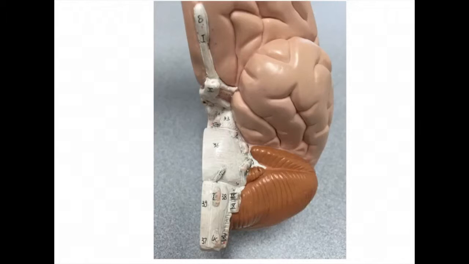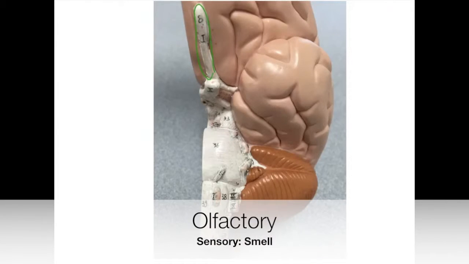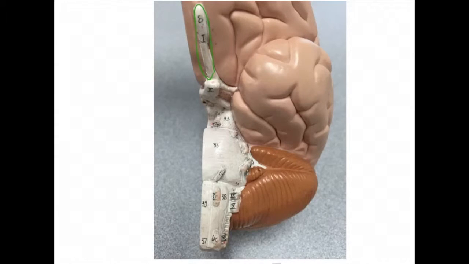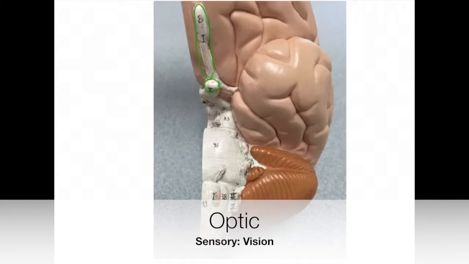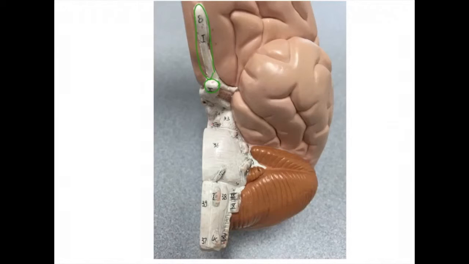Here's a view showing the cranial nerves coming from their origins. Cranial nerve 1, also known as the olfactory nerve. Its sensory function is smell. It has no motor function. Here you have cranial nerve 2, which is your optic nerve. Its sensory function is vision, and it has no motor function. This is the left optic nerve, and this is the left optic tract.